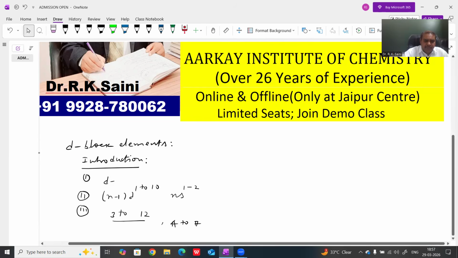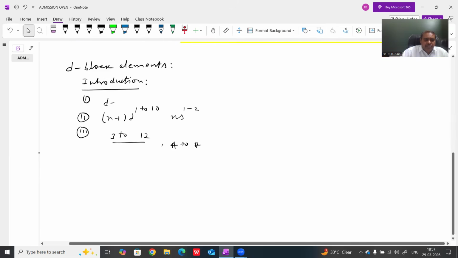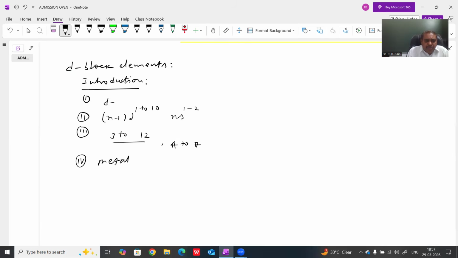Next, most of the d block elements, all d block elements are metals. All d block elements are metals. These d block elements are also known as transition elements.